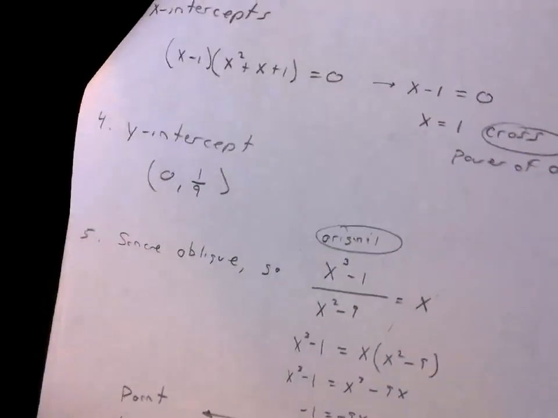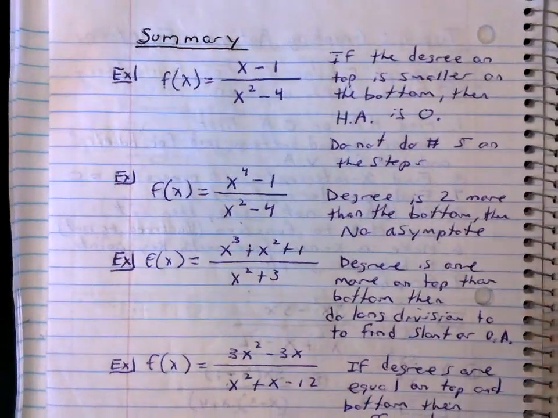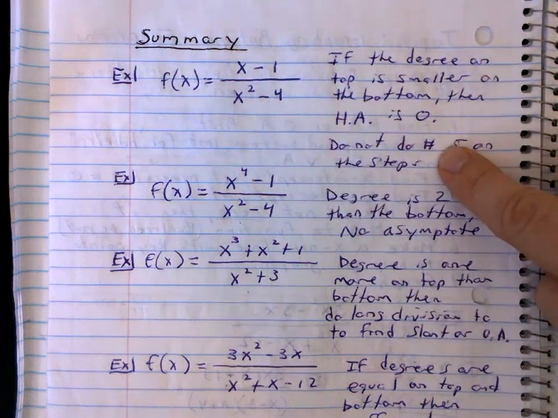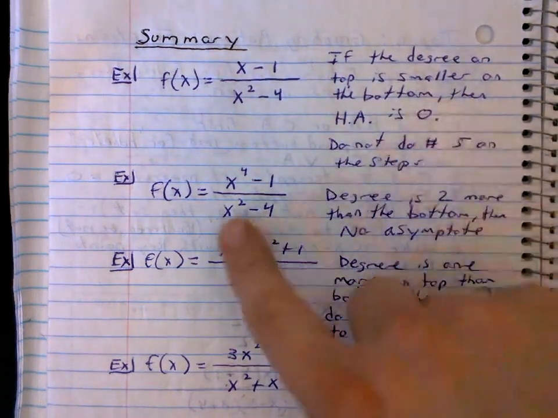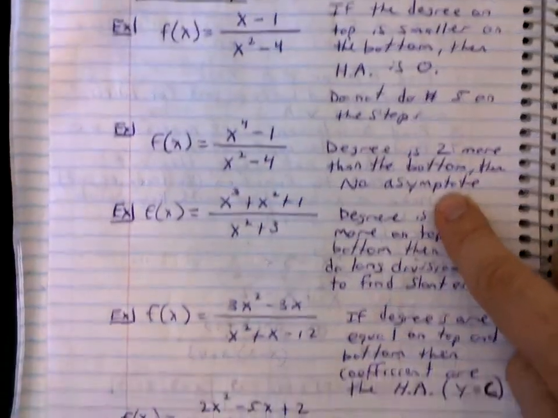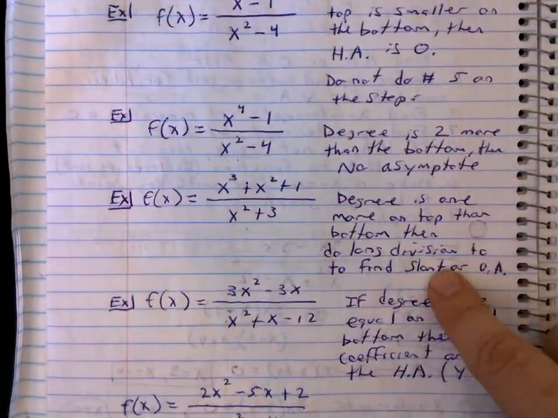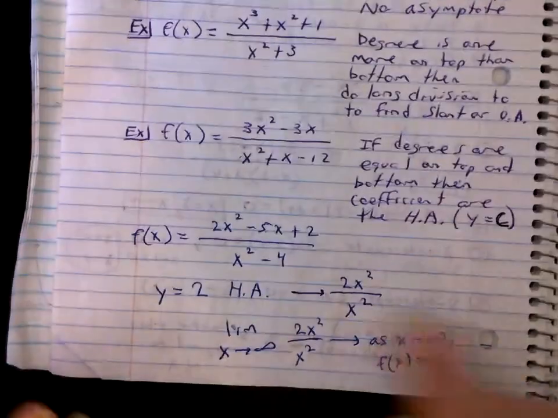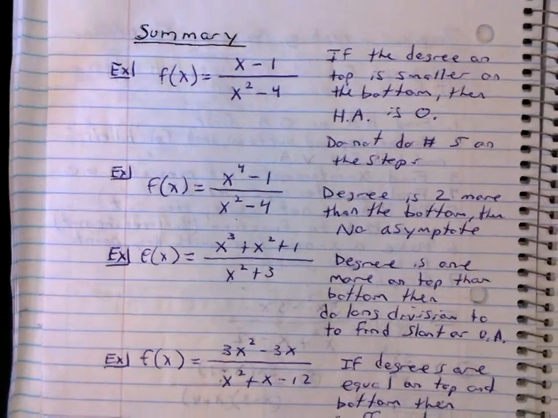And let's go back to our summary here. So for horizontal asymptotes, sorry, the horizontal asymptote is 2. This is going to be no asymptote. This is going to be the long division, or oblique. This is going to be the coefficient. And that's kind of what's going on.